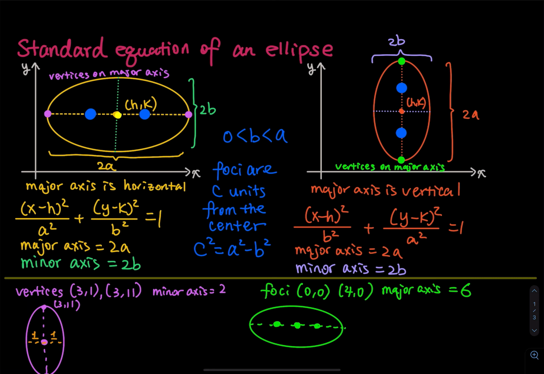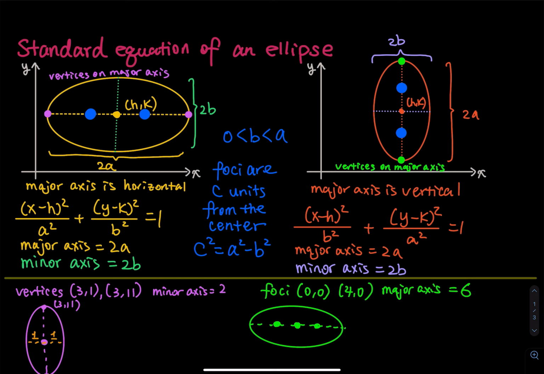So this is the center, and let's say c is equal to 2. Let's say this is at (0, 0). If c is equal to 2, then this is (2, 0), and this is (negative 2, 0). The foci are c units away from the center.